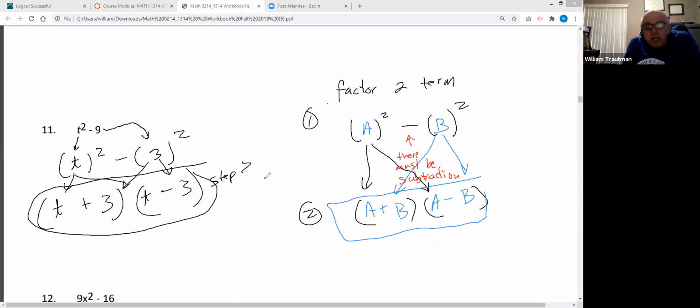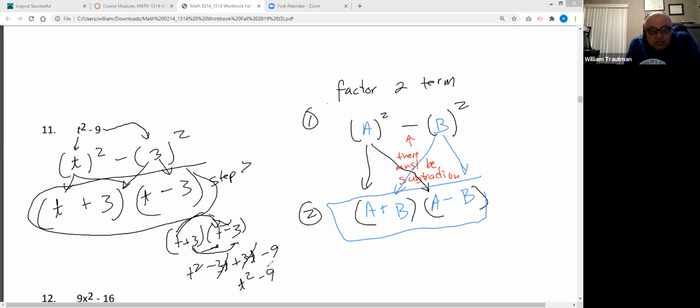Let's check our work. I'm going to check my work really quick. T plus 3 times T minus 3. T times T is T squared. T times a negative 3 is a negative 3T. 3 times T is a positive 3T. And 3 times a negative 3 is a negative 9. These cancel. 3 minus 3 is 0. And I'm left with T squared minus 9.